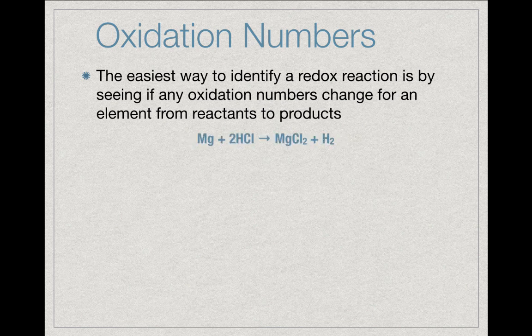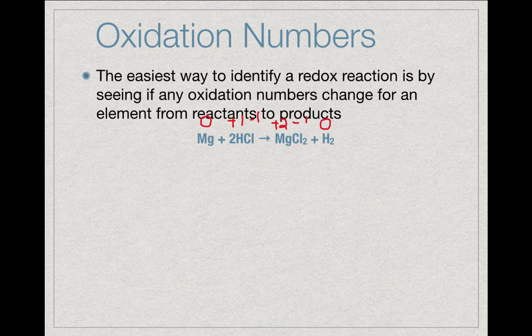So if we take a look at this reaction here, magnesium metal plus 2HCl goes to MgCl2 plus H2. And if we assign oxidation numbers to everything here, what we would see is magnesium in its elemental state would have an oxidation state of 0. The hydrogen in HCl would have a +1. The chloride would have a -1. The magnesium in magnesium chloride would have a +2 oxidation state. The chlorine would still have a -1. And the hydrogen here in its elemental state would have a 0.